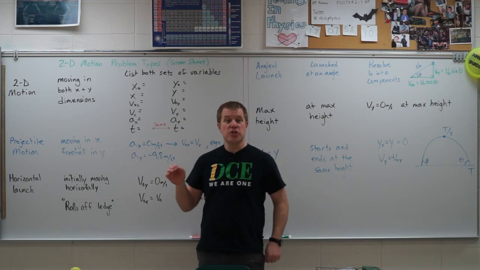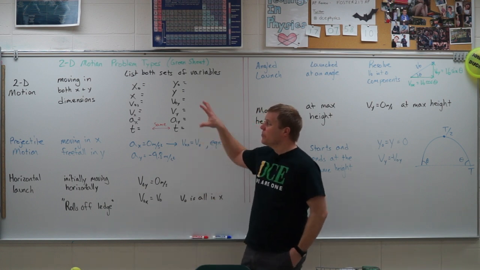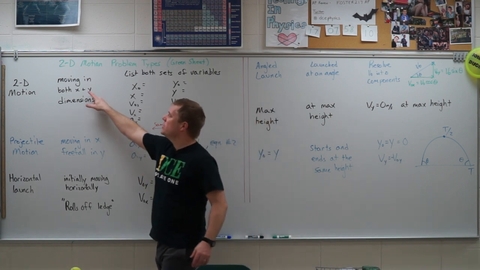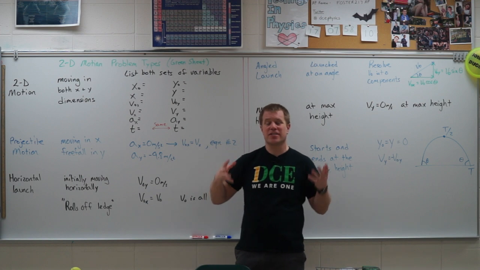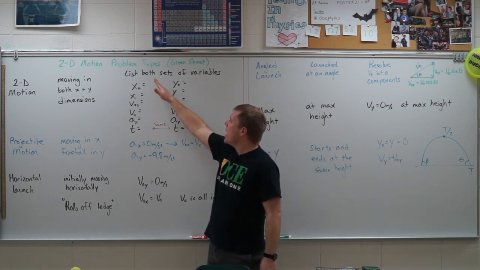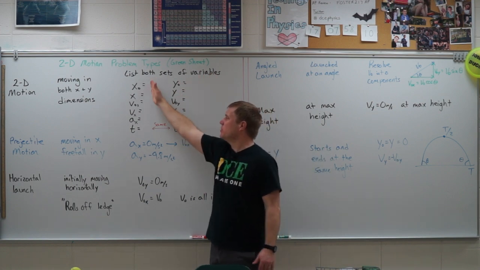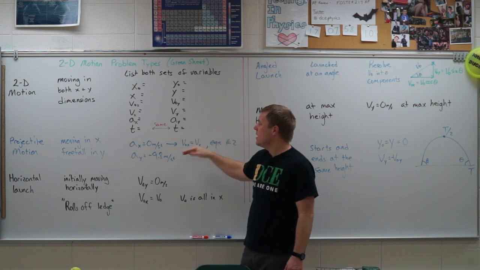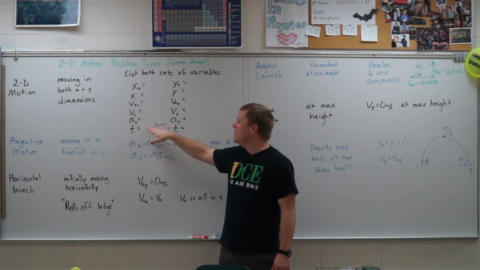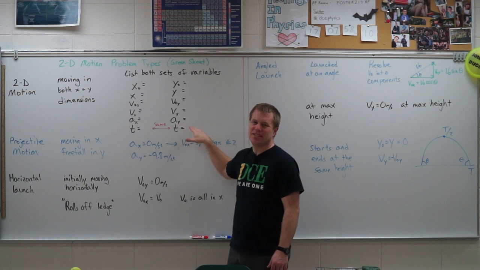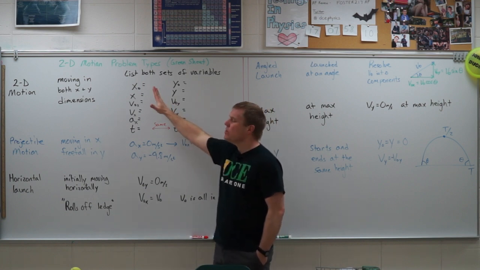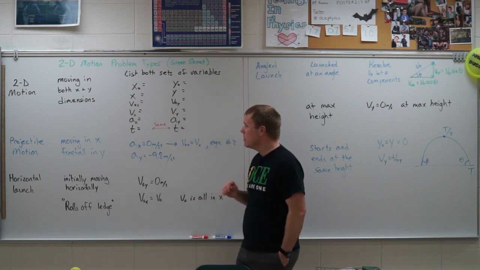All right, let's look at your 2D motion problem types. So the first one is just 2D motion, meaning it's moving in both the X and Y directions at the same time. So if that happens to you, you have to list both sets of variables, both the X and the Y set. Those two sets of variables will be linked with time. They'll have the same time value. And then you can use those same equations we used in 1D motion.